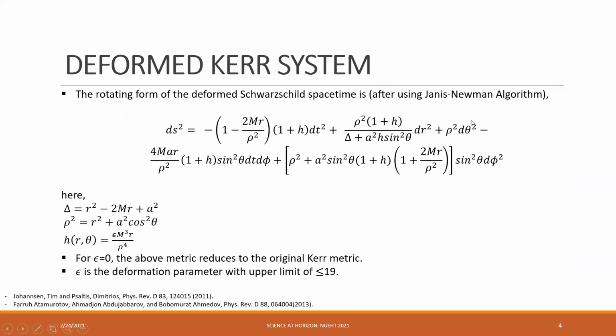After applying the Janis-Newman algorithm to the deformed Schwarzschild metric, we have got this particular metric, which is a deformed Kerr metric. The parameters are defined in this region, and this is what makes it different from the original Kerr metric. This h(r, θ) is the deformation function. The epsilon is the deformation parameter. If we see closely, when you set epsilon to 0, this metric reduces to the original Kerr metric. And this deformation parameter is bound by an upper limit of less than or equal to 19.